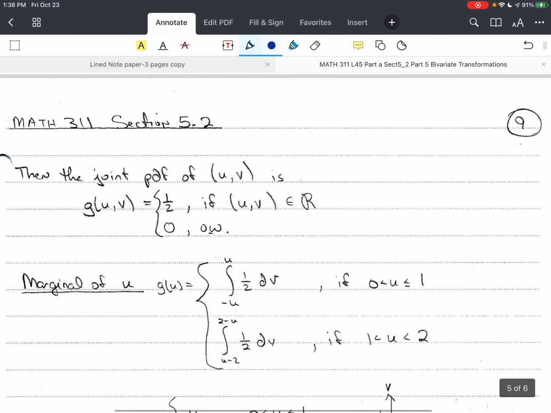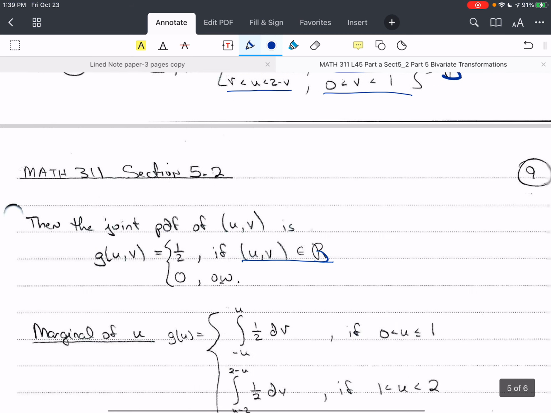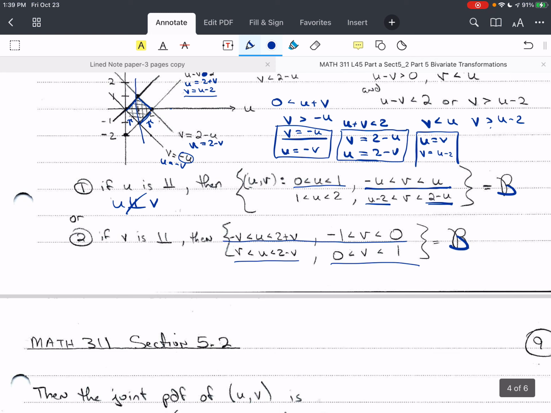Okay. So the joint PDF of u and v is given as 1/2 if u and v are in B. Actually, I'm going to make these B's because that's what we've been using so far, so let's be consistent. The range of u and v, and 0 otherwise. Now I want to find the marginal of u. Since I'm breaking this up into two portions, I'm going to integrate across v. It's important that I write both of these expressions for B so that I can easily integrate.